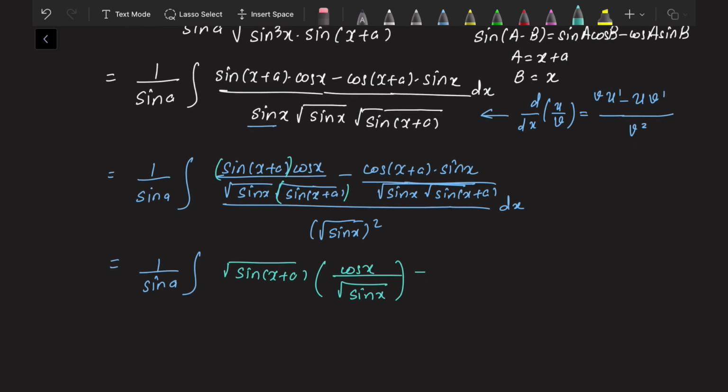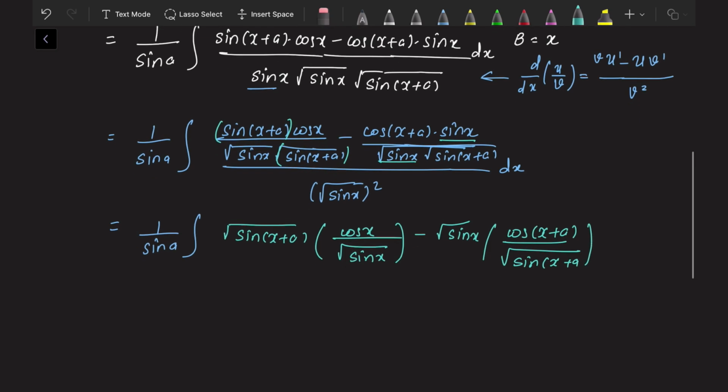Now look carefully, what we have to deal with now is the root of sine x, and the sine x will give us in the numerator root sine x, and this should be multiplied with cos of x plus a, and in the division root of sine x plus a. Nice. And all of this divided by still the root of sine x, and it is the whole square dx.